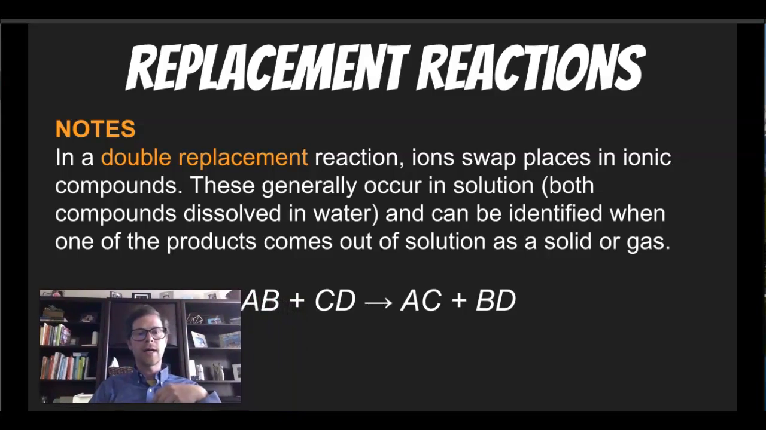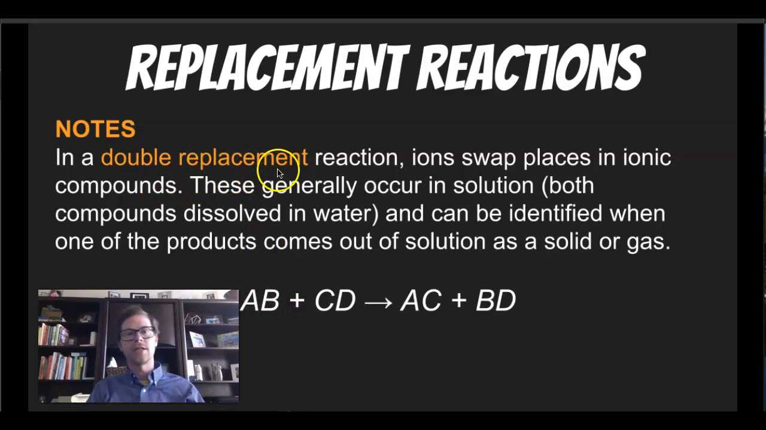Okay, and then our last kind is called a double replacement reaction. That's generally where we have two ionic compounds, and the ions swap, right? They trade places. These generally occur when both of these compounds are dissolved in water, and you can identify them when one of the products comes out of the solution as a solid or a gas.